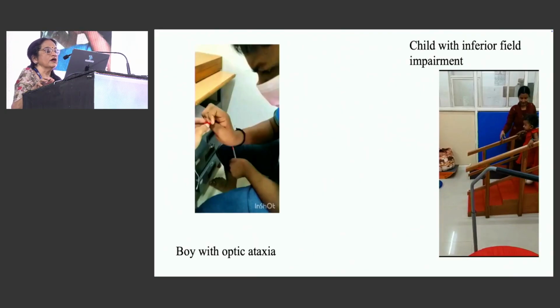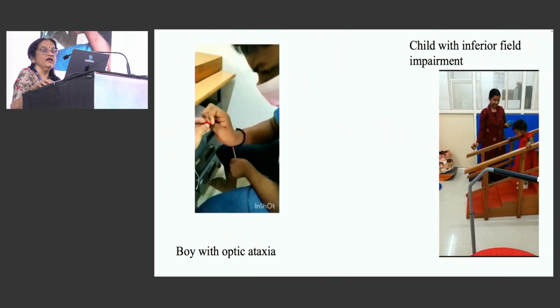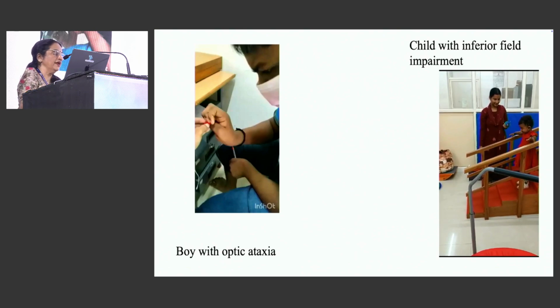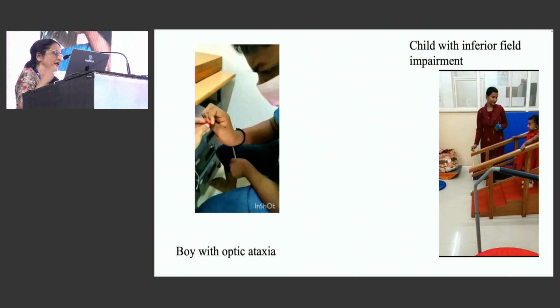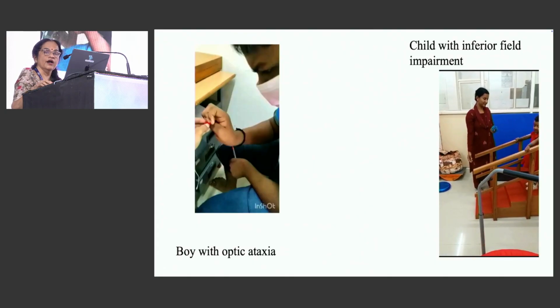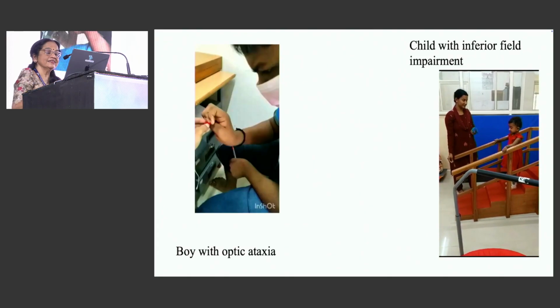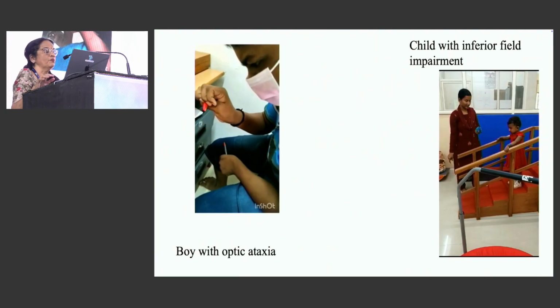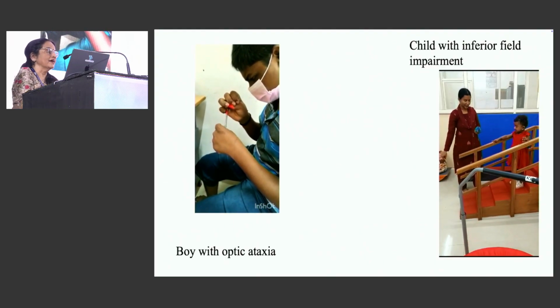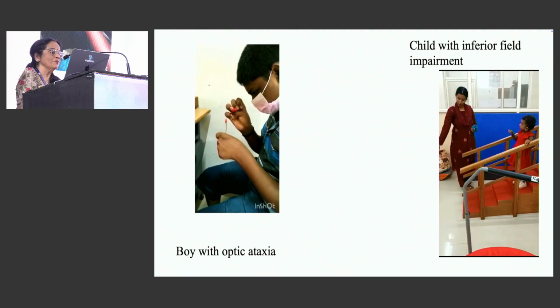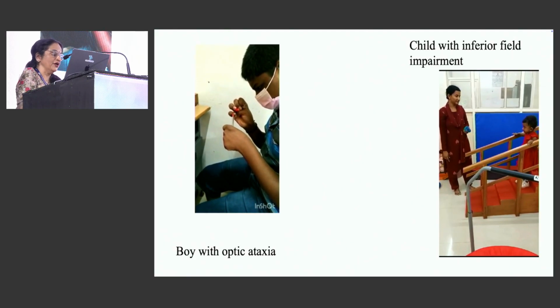Then in an older child with inferior field defect, the girl is encouraged to move down the stairs, and a boy with optic ataxia is given exercises which improve the hand-eye coordination.